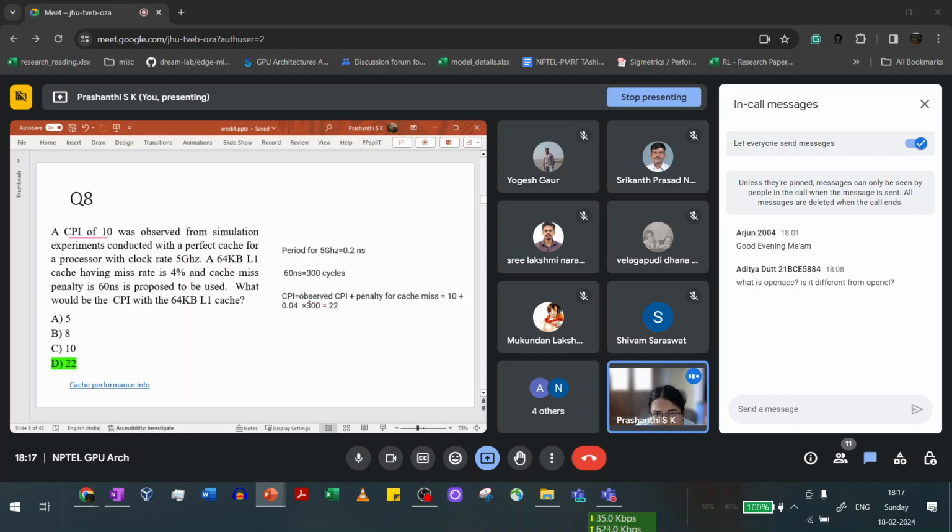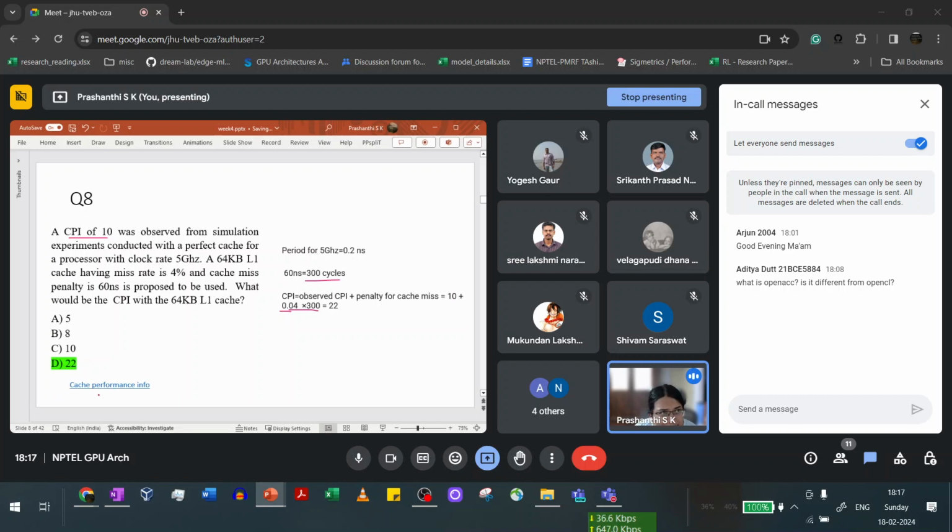So the observed CPI would be 10, and then the penalty for the cache miss, which happens 4% of the time, is 60 nanoseconds, which translates to 300 cycles based on the clock period, right? So the CPI would be 0.04 times 300 plus 10, which comes out to be 22.